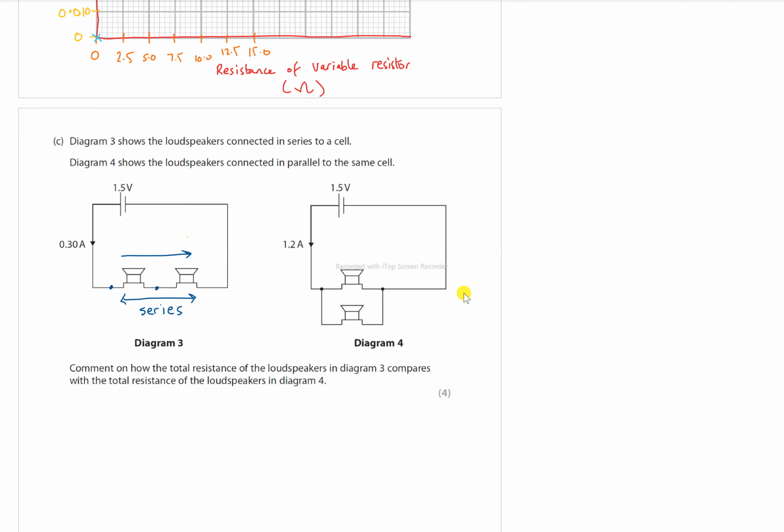Right, whilst this one and this one are connected in parallel. They're not in a straight line, there's a junction here. That's what they're trying to say. Right, and I don't know how to do this with you just yet. So what I'll do is this way: I'll give you the answer.